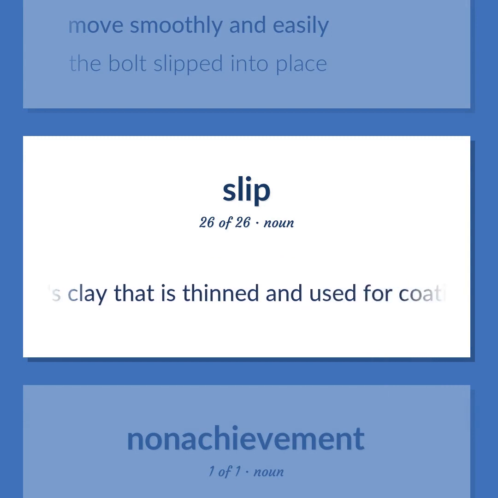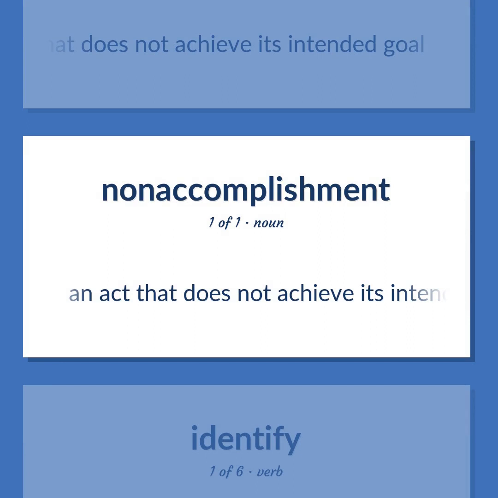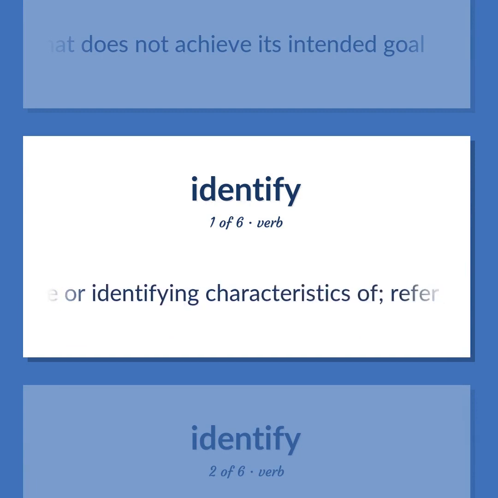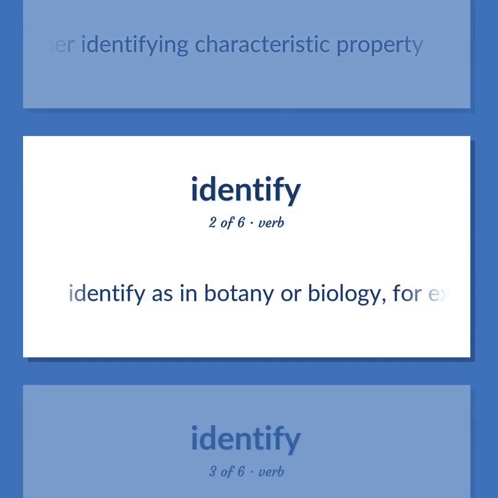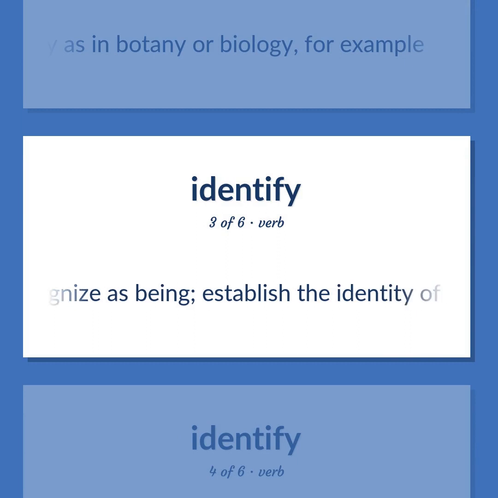Potter's clay that is thinned and used for coating or decorating ceramics. An act that does not achieve its intended goal. Give the name or identifying characteristics of. Refer to by name or some other identifying characteristic property. Identify as in botany or biology, for example. Recognize as being. Establish the identity of someone or something.